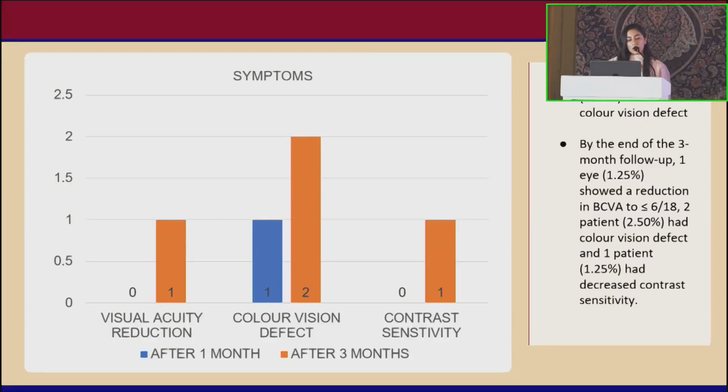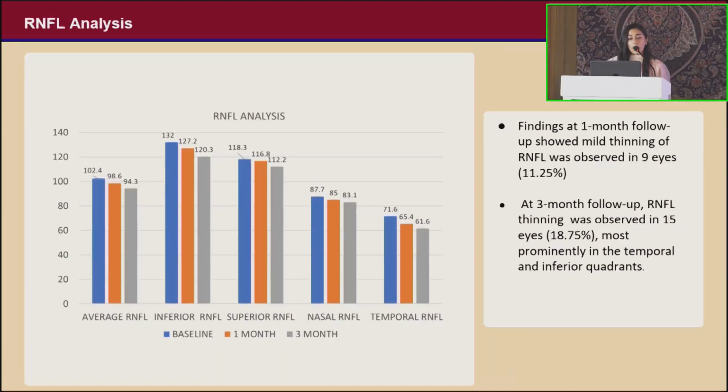Now coming to symptoms, we saw at 1 month only one eye showed a defect in color vision, while no one had decrease in visual acuity or contrast sensitivity. At the 3-month follow-up, one had decrease in visual acuity and contrast sensitivity and 2 eyes showed defect in color vision. Now coming to RNFL analysis, at 1 month follow-up, mild thinning of the RNFL was observed in 9 eyes. The average decreased from 102.4 to 98.6, which was not statistically significant, but at 3-month follow-up, when it reduced to 94.3, it was statistically significant and seen in 15 eyes.